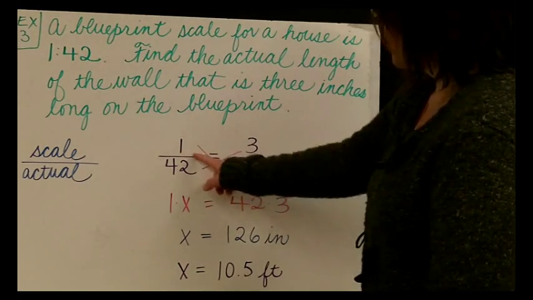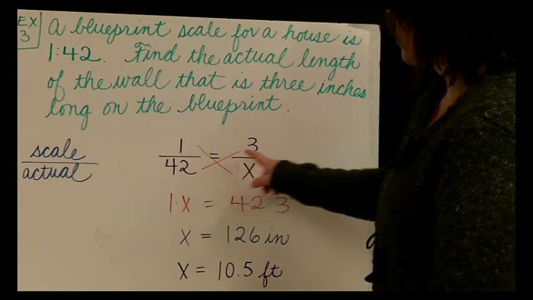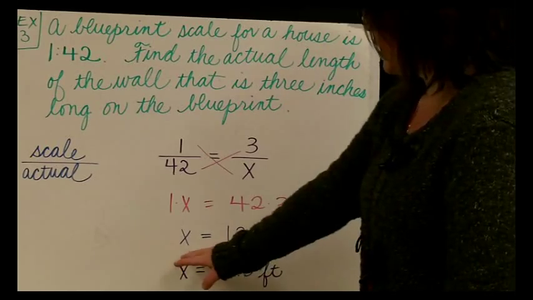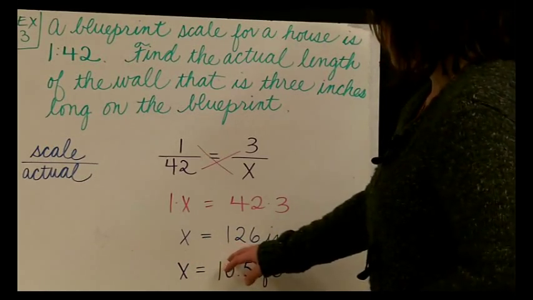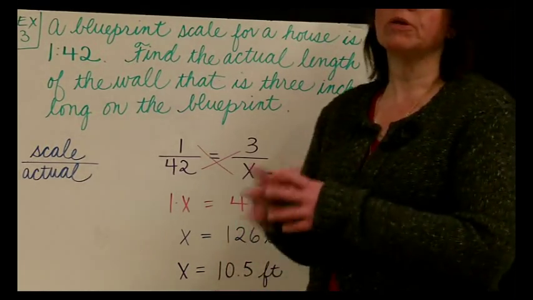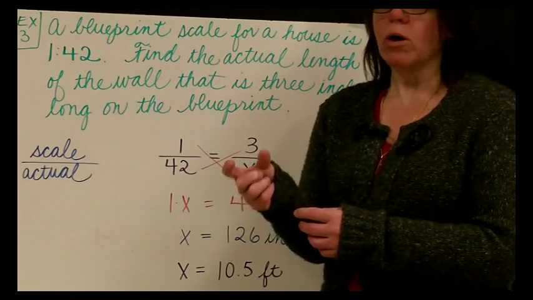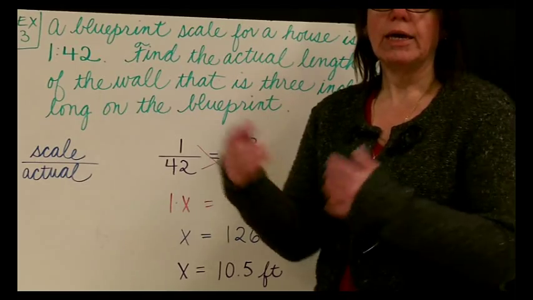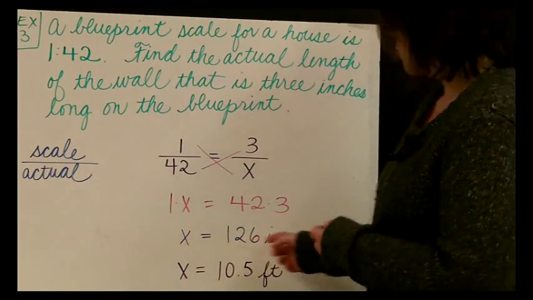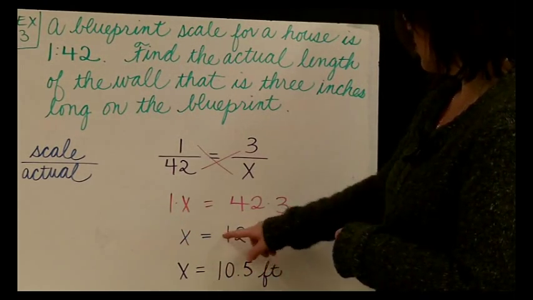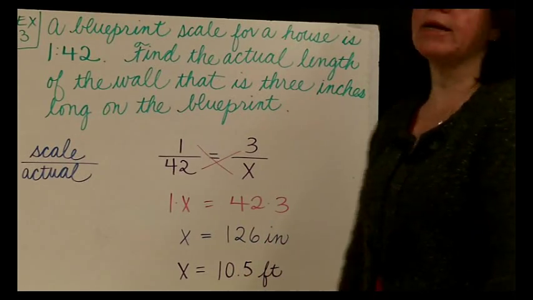Again, I did cross products. 1x equals 42 times 3. And we get an answer that x equals 126 inches. So, using this scale, a drawing of a wall that is 3 inches long in actuality is 126 inches, which I divided by 12 and converted to 10.5 feet.